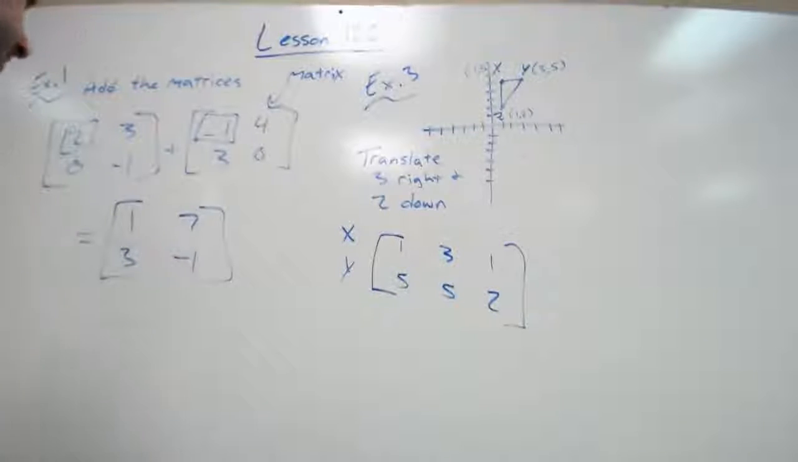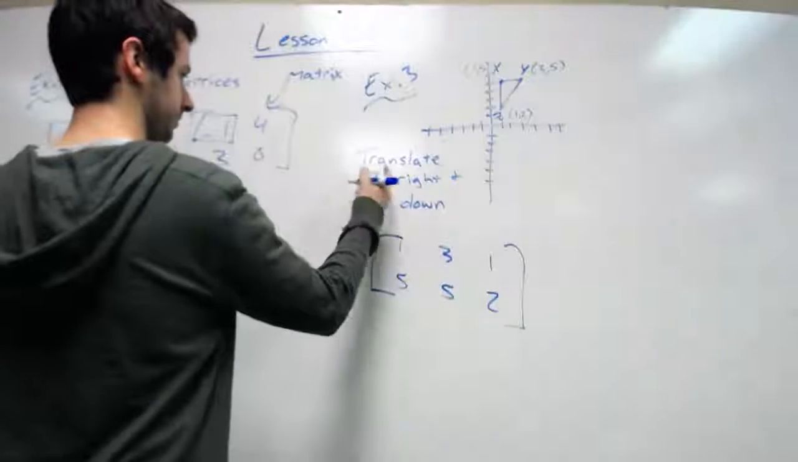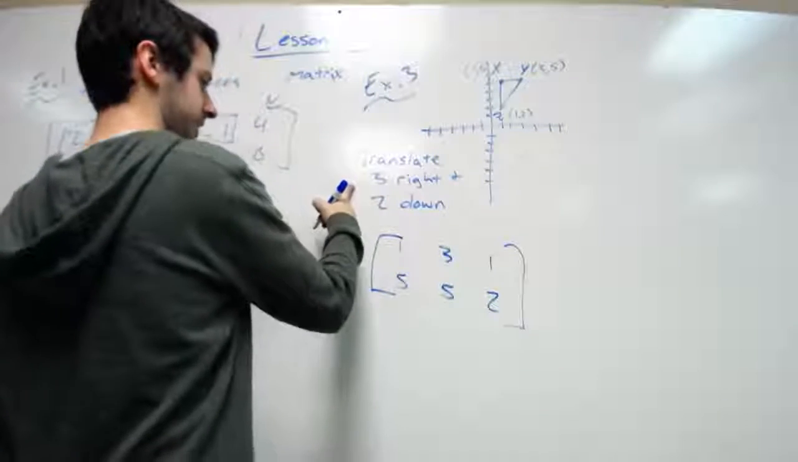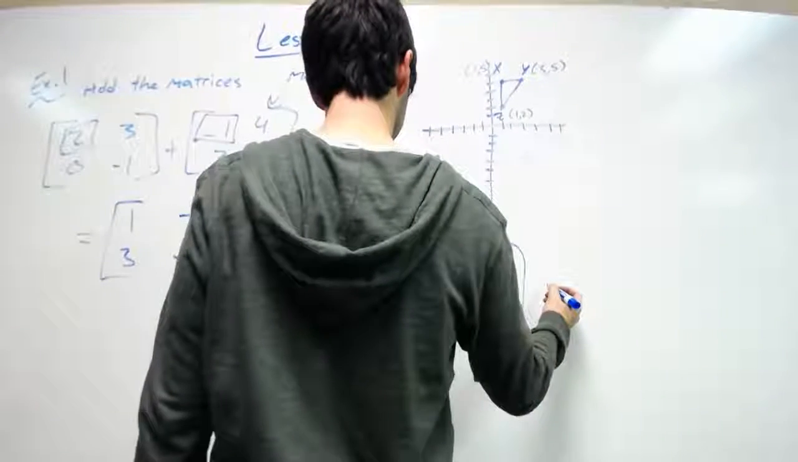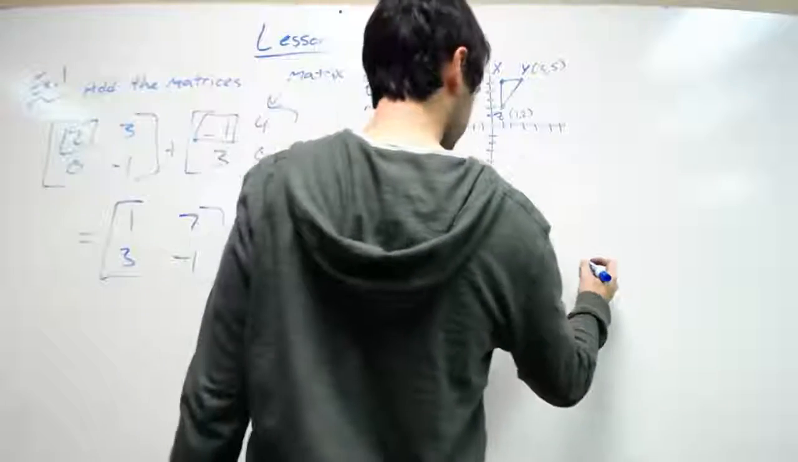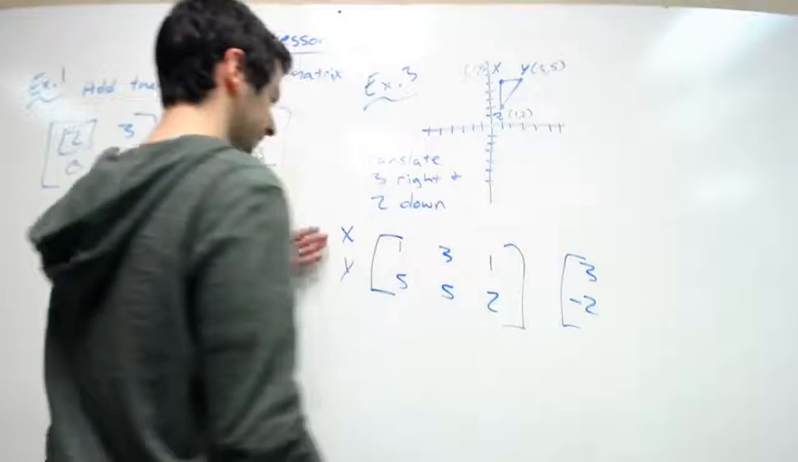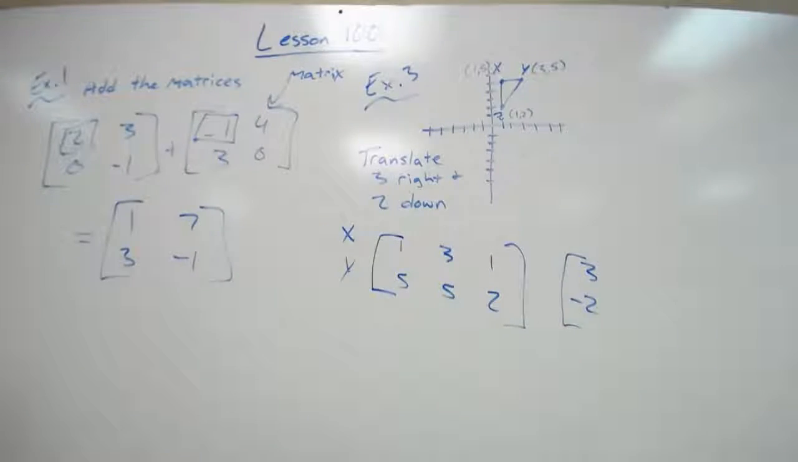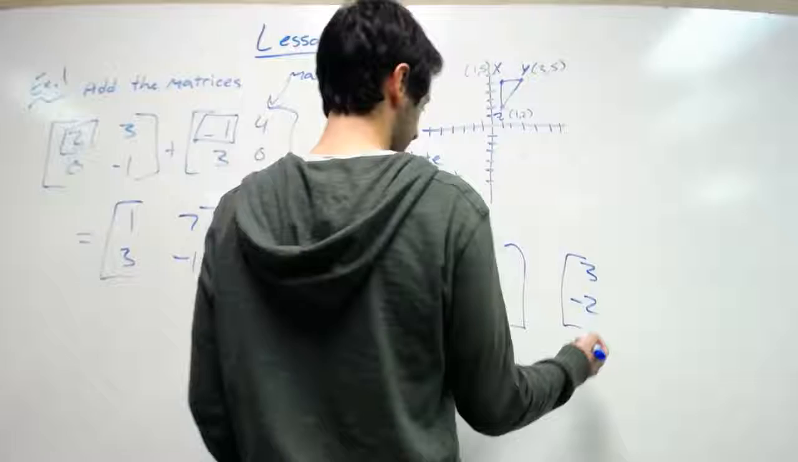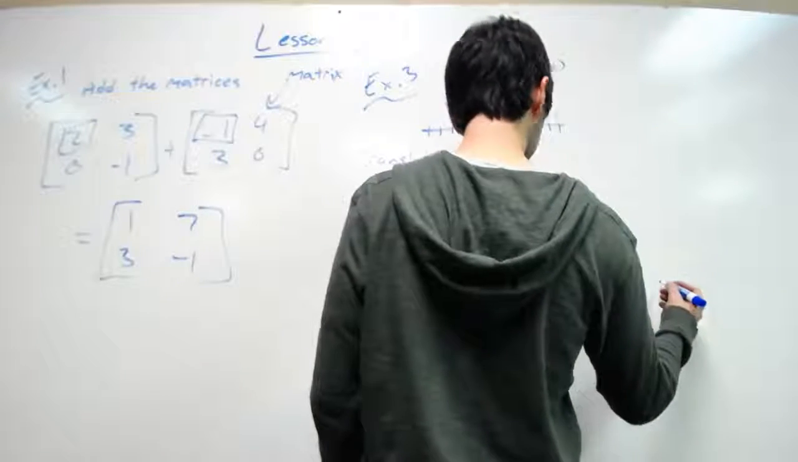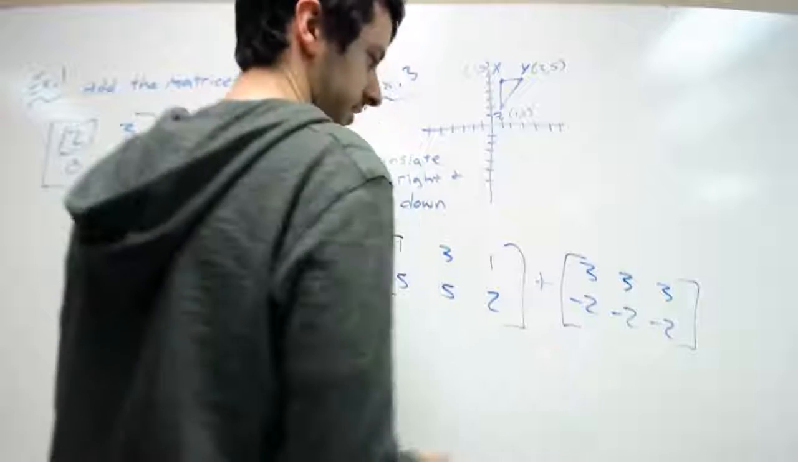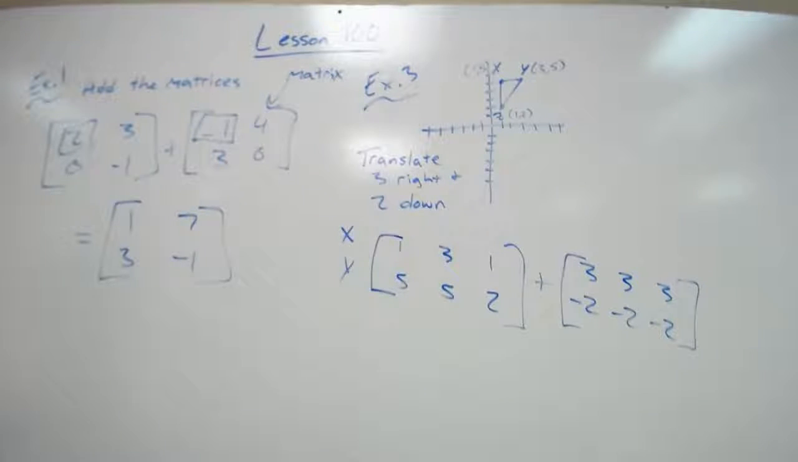Now when it says translate 3 units to the right and 2 units down, how do we write this as a matrix? We can write this simply by saying, if I'm going 3 to the right, then that's a positive 3, and if I'm going 2 down, that's a -2 in the Y column, or in the Y category. Since I'm going to do it 3 times, I can write it out 3 times, and basically I'm just adding those together to get my resultant matrix.